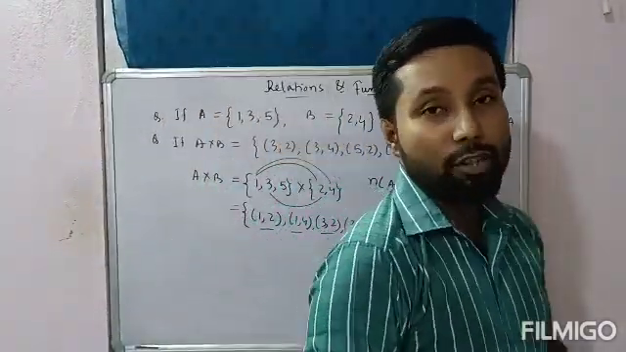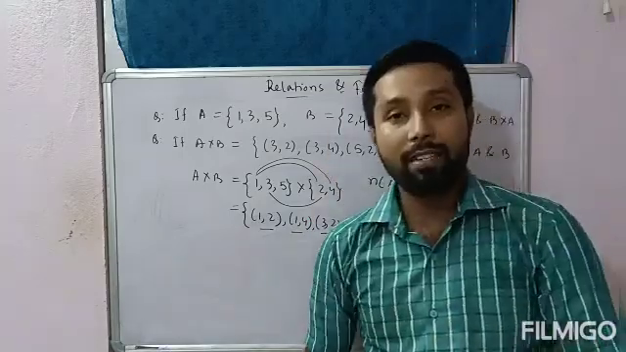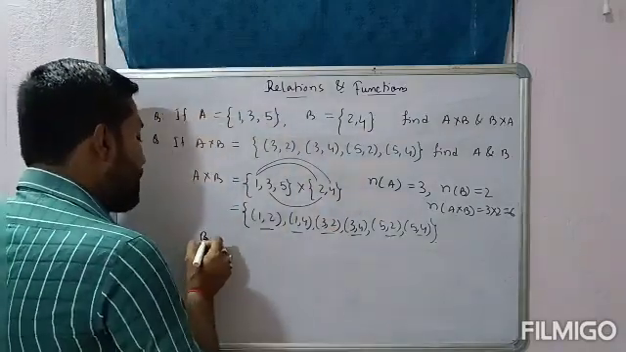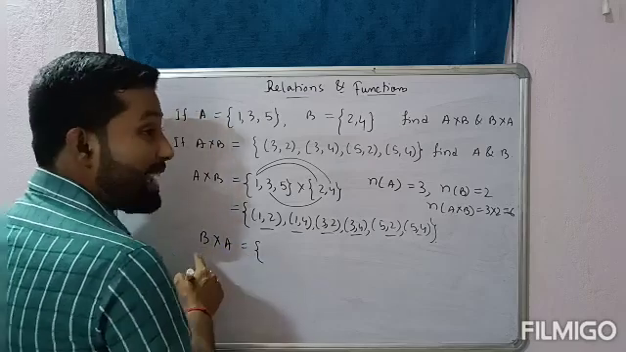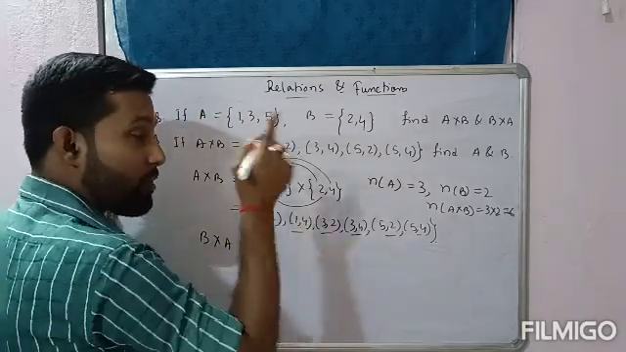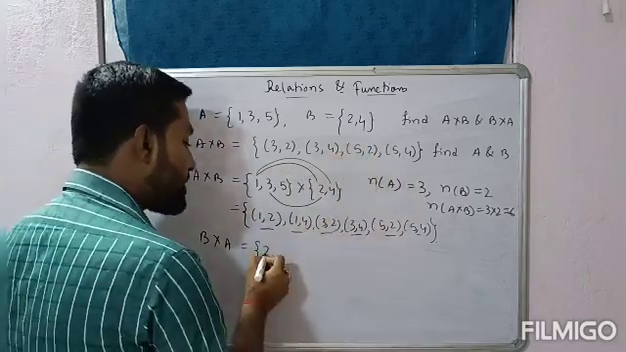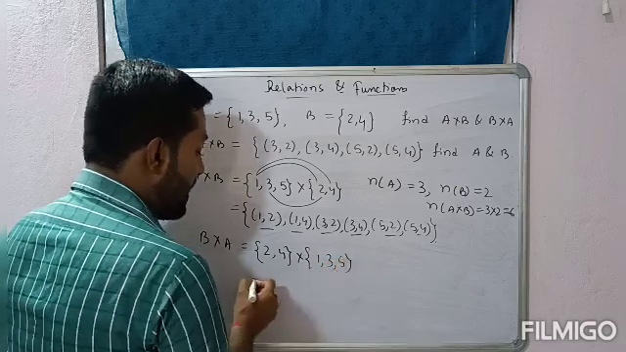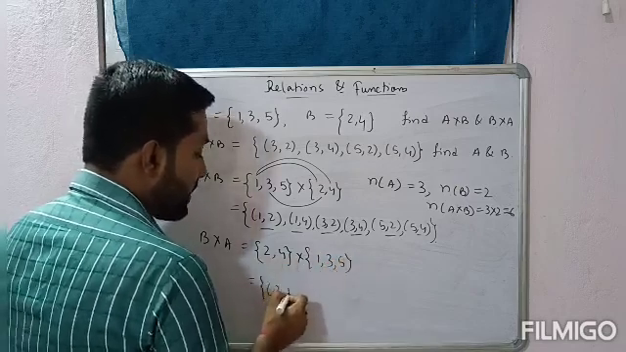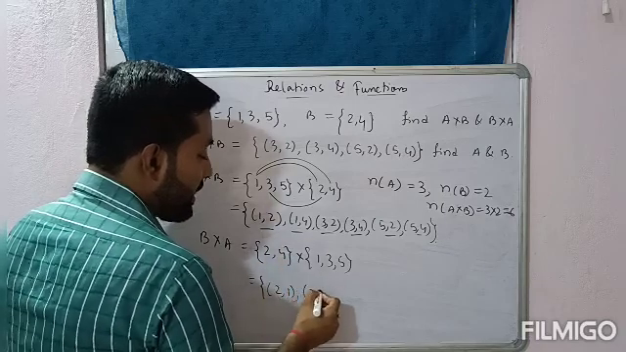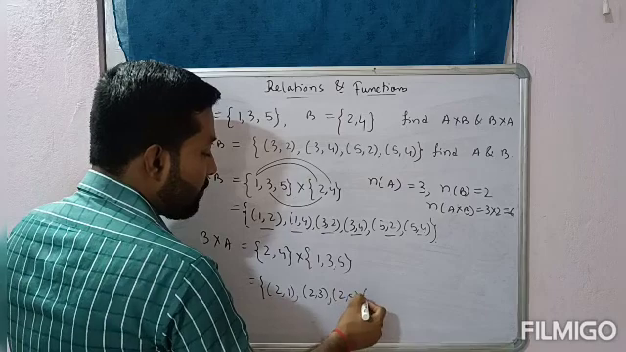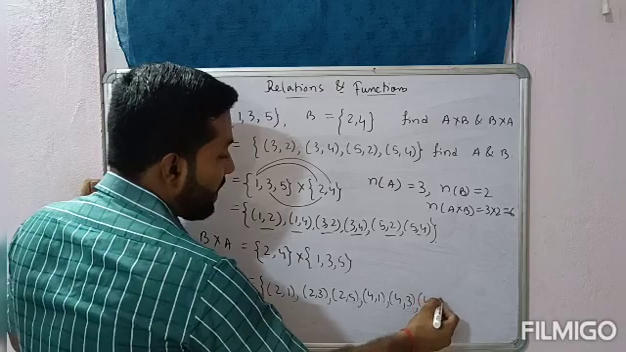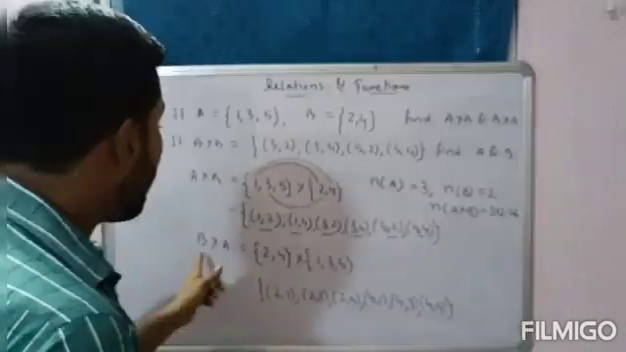It is the set of all the possible ordered pairs. Okay, so here an ordered pair is called an element. In the same way we can find out B cross A also. So for B cross A, listen, first you have to write the elements of set B and then you have to write the elements of set A. Now multiply: 2 comma 1, 2 comma 3, 2 comma 5, 4 comma 1, 4 comma 3 and 4 comma 5. So these are the possible ordered pairs of B cross A.